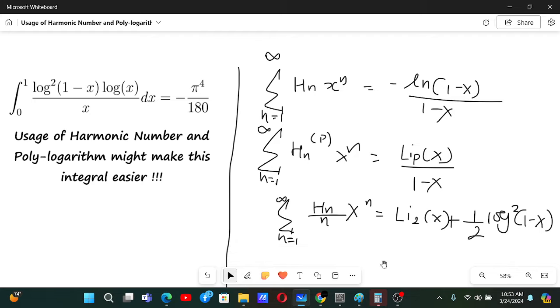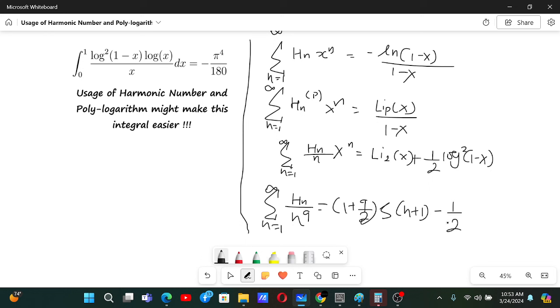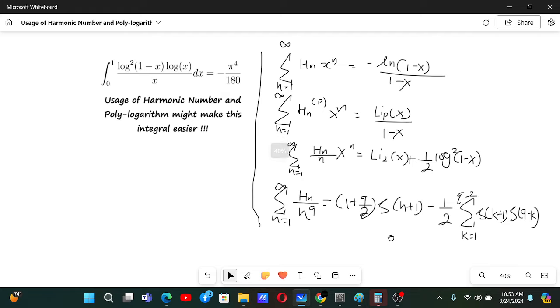Similarly, we also have other expressions like classical Euler sums. If we have the sum from n equals 1 to infinity of Hn by n to the power q, we already know that this is (1 plus q)/2 times Riemann zeta of q plus 1, minus 1/2 times the sum from k equals 1 to q minus 2 of Riemann zeta of k plus 1 times Riemann zeta of q minus k. We also know this, since many people have derived these ideas for us, and now it will be easier.